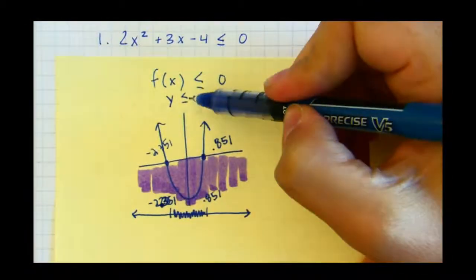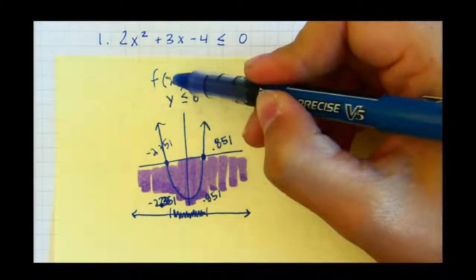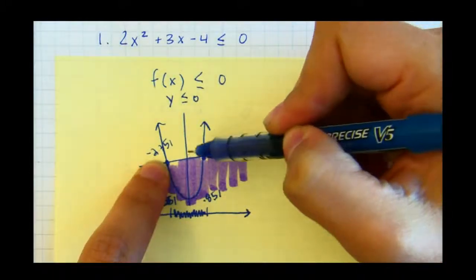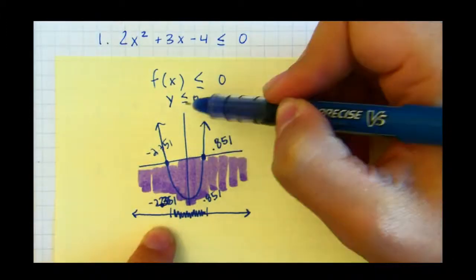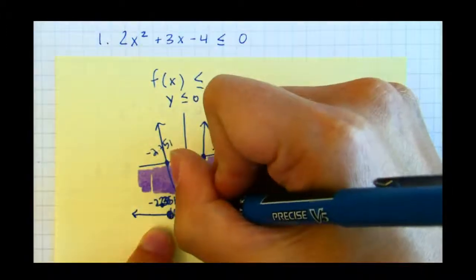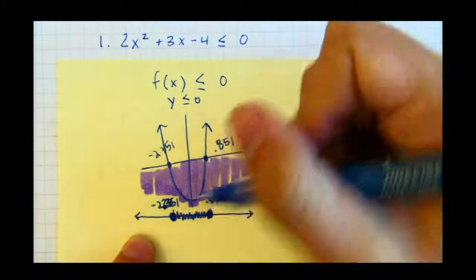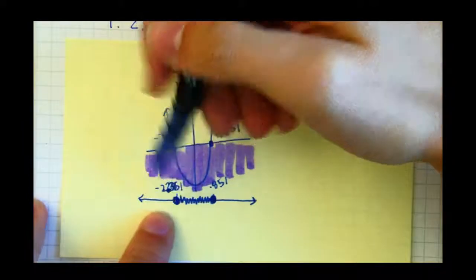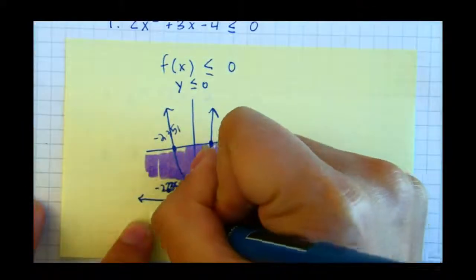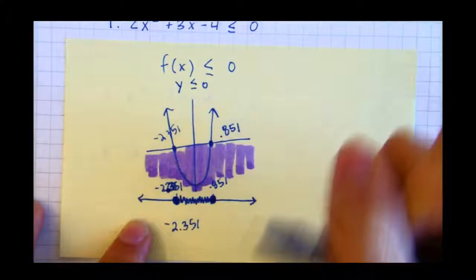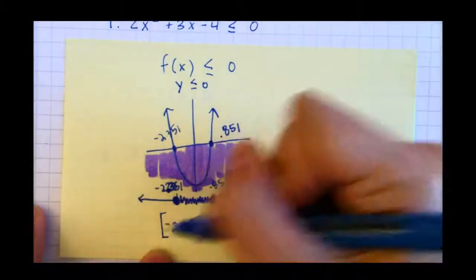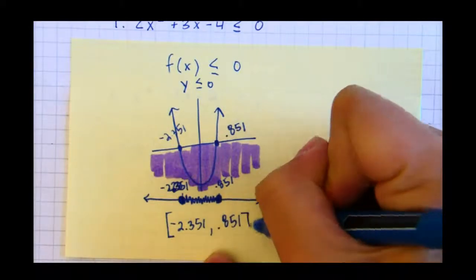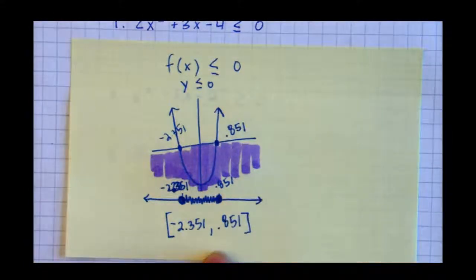Next I want to ask myself, well, can my y values equal 0? So can y equal 0? Are these 2 points included? And the answer to that is yes, it can equal 0. So these 2 points get closed circles. I'm going to look for my endpoints. So as I go to my left, the solutions start at negative 2.351. And they get a bracket because that's included. And it goes to 0.851, which also gets a bracket because it's included.